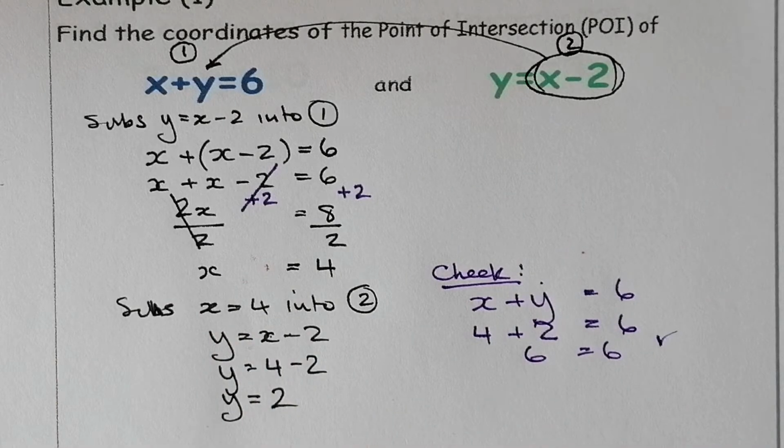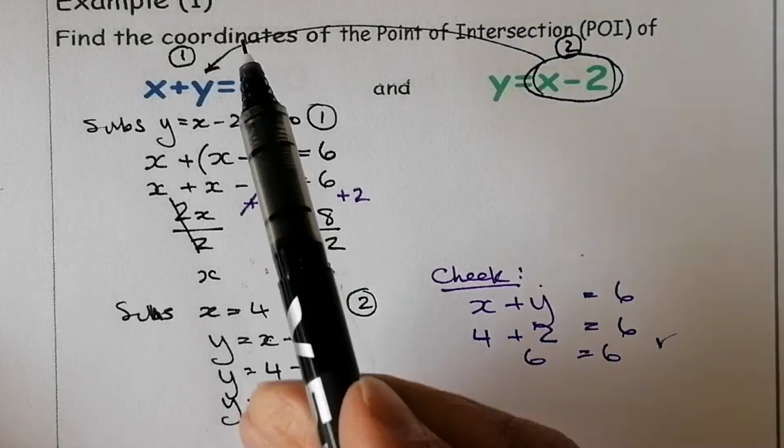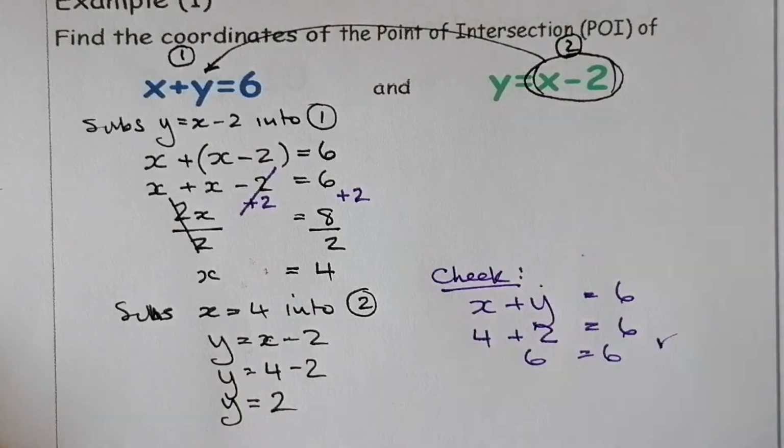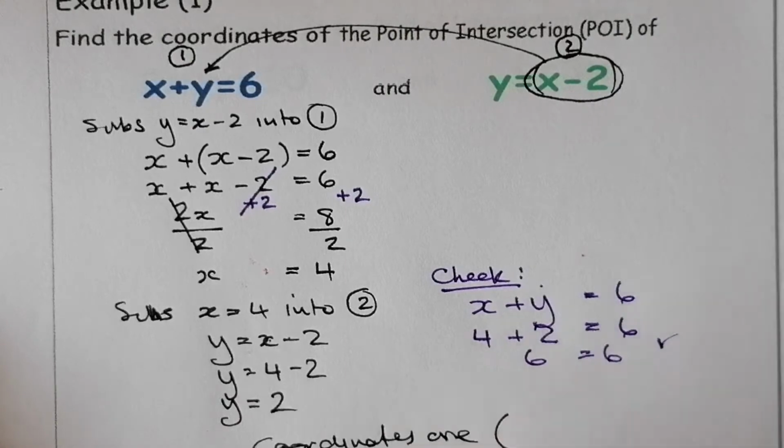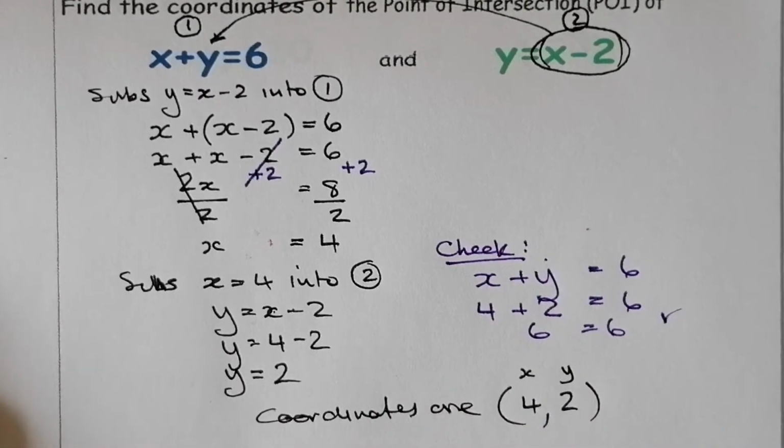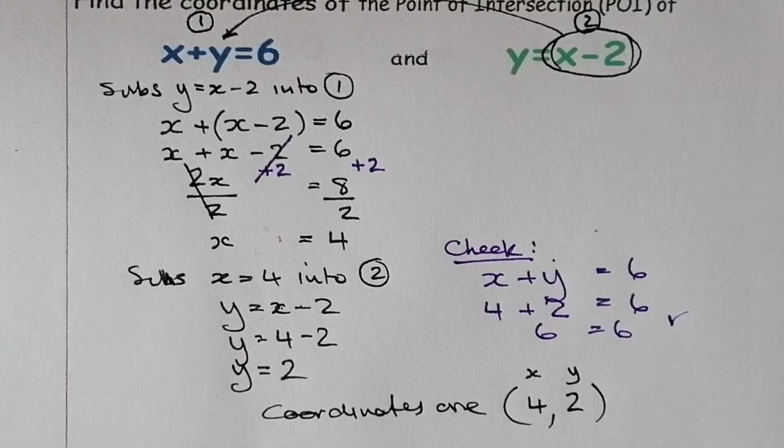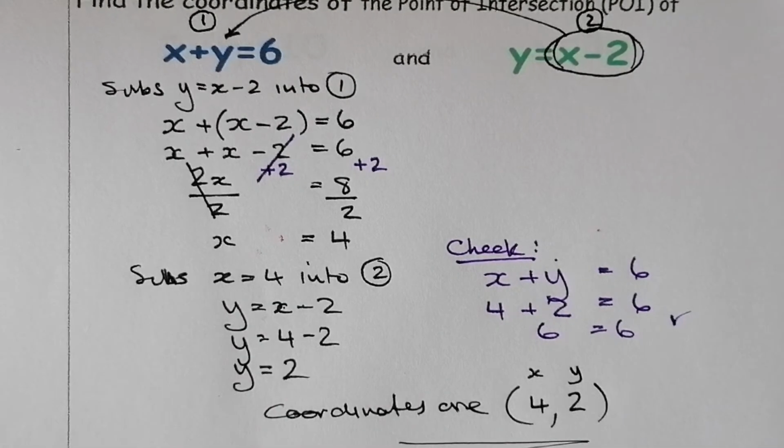So I'm just going to check and see what I've got to do. In the question it asked me to find the coordinates. So the coordinates are, and it's going to be my x coordinate first, which is 4. My y coordinate next after that, which is 2. Remember, that's the x coordinate and the y coordinate. So there's my final answer. So coordinates are 4, 2.